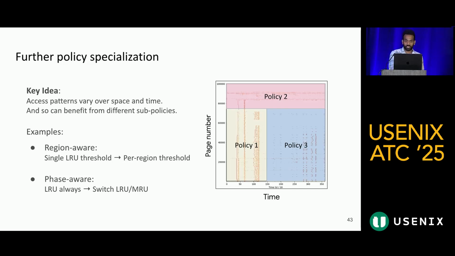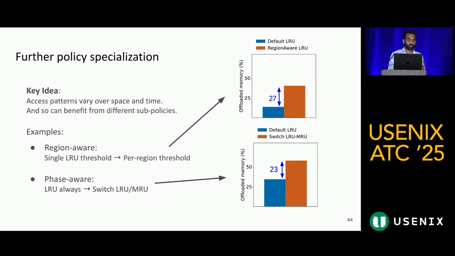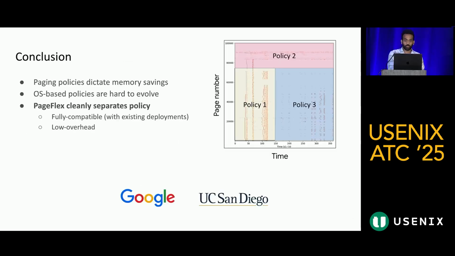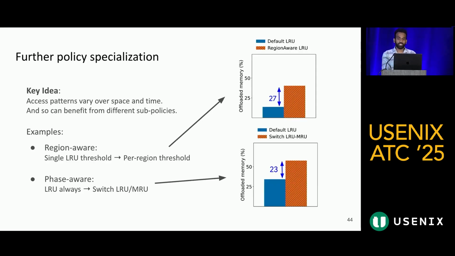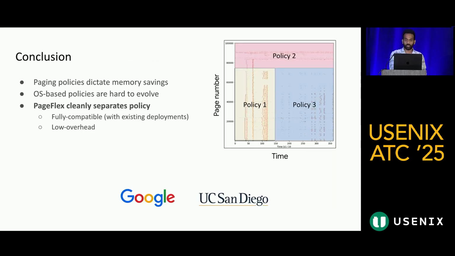Without going into the implementation, we were able to show that these policy specialization modalities let us offload more memory for a key-value store at the same performance by using these specialized policy variants for different client workload patterns. That's really the highlight. This shows how PageFlex can unlock the benefits of policy specialization, and all these policies are written entirely in user space and eBPF code.